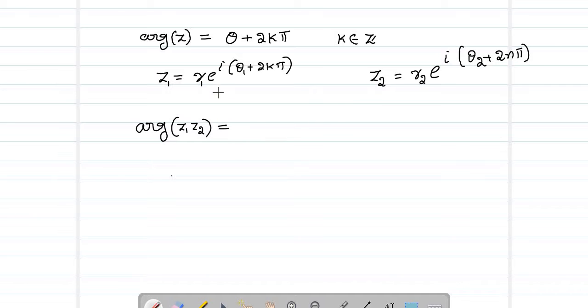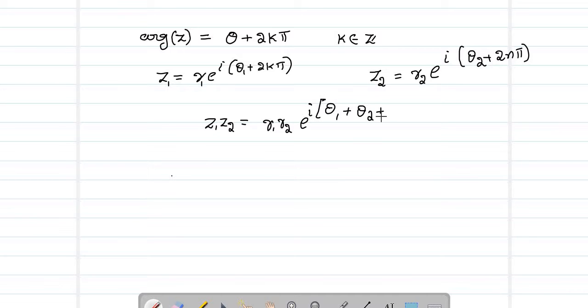Now the argument of z1 times z2. You can clearly see z1 times z2 is nothing but r1 times r2 into e power i. You are just taking the product of those two, right? So now you can add the powers, theta 1 plus theta 2 plus 2k pi plus 2n pi.